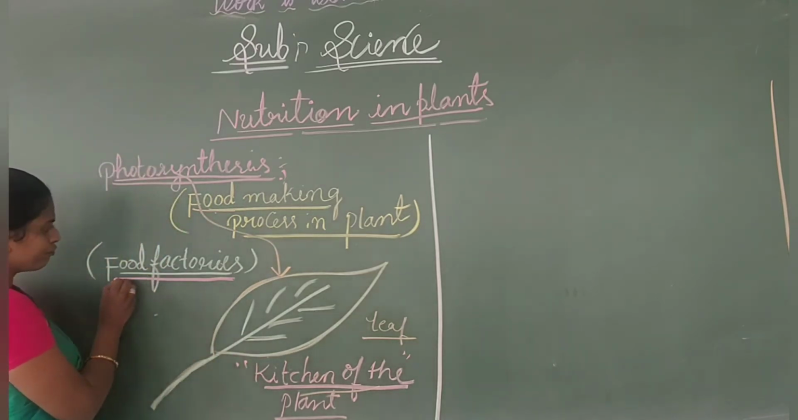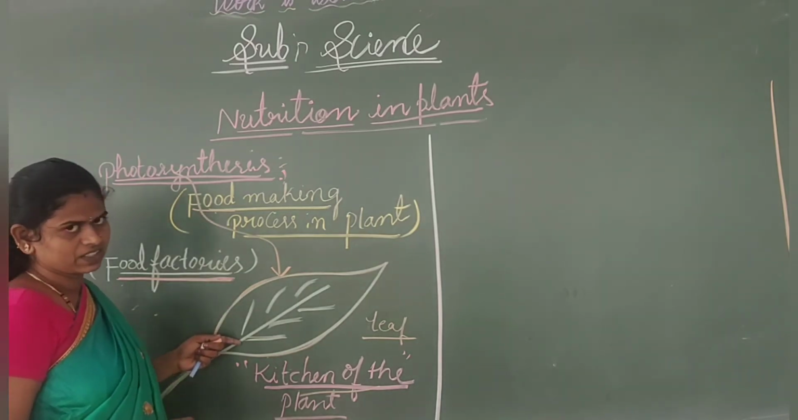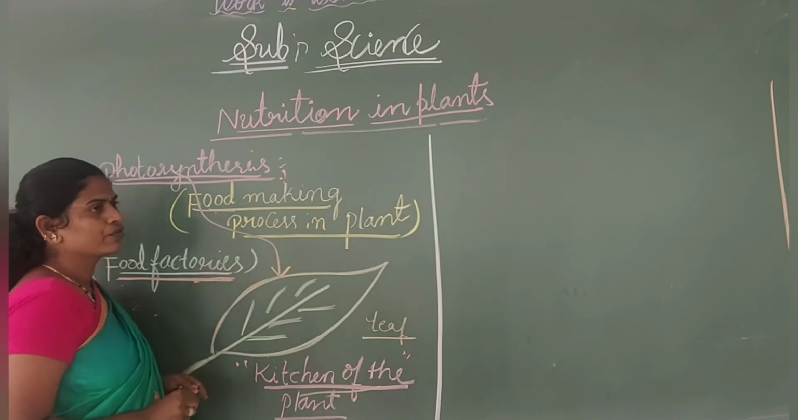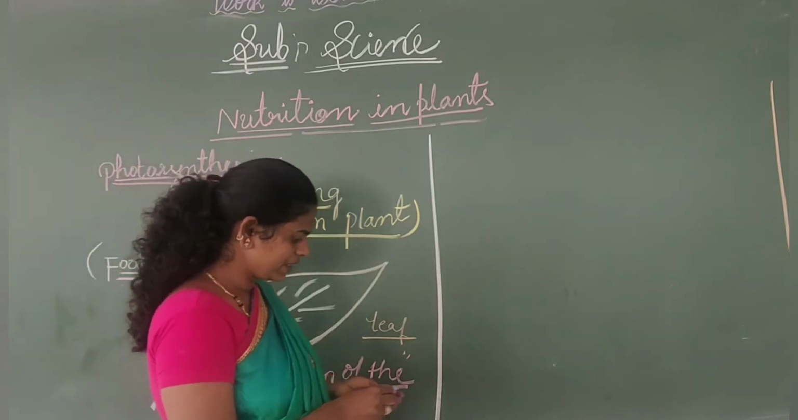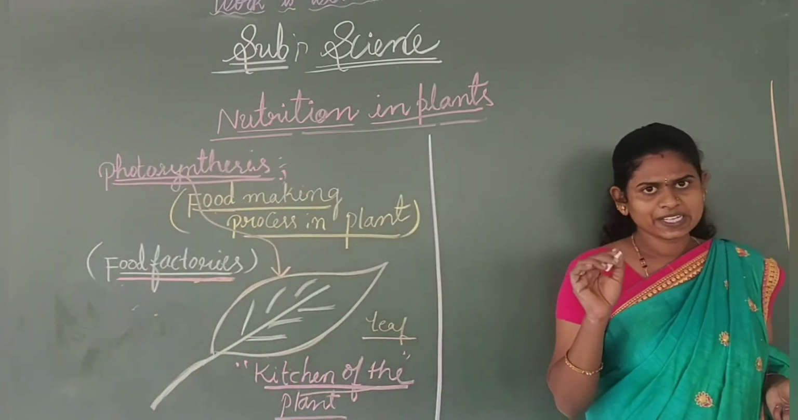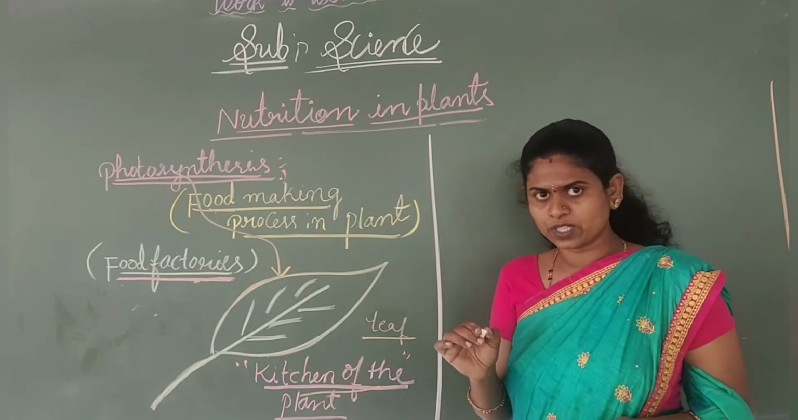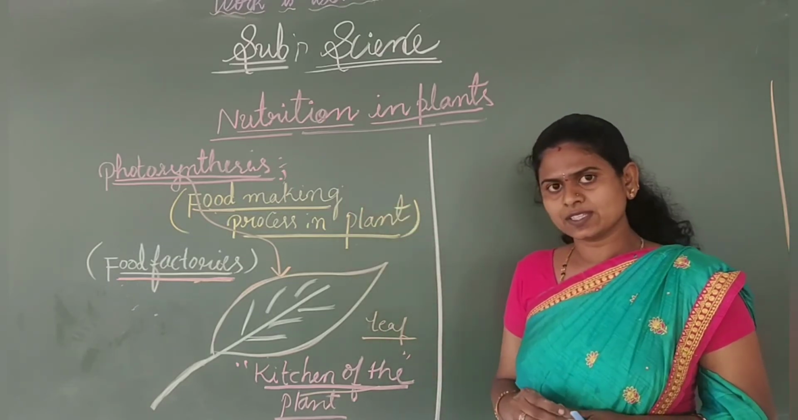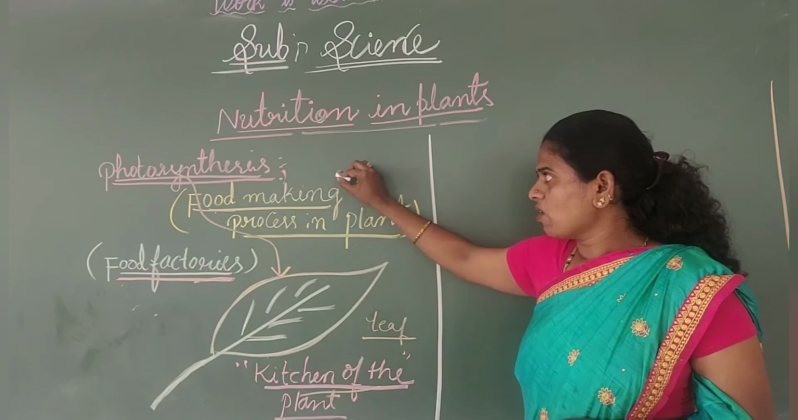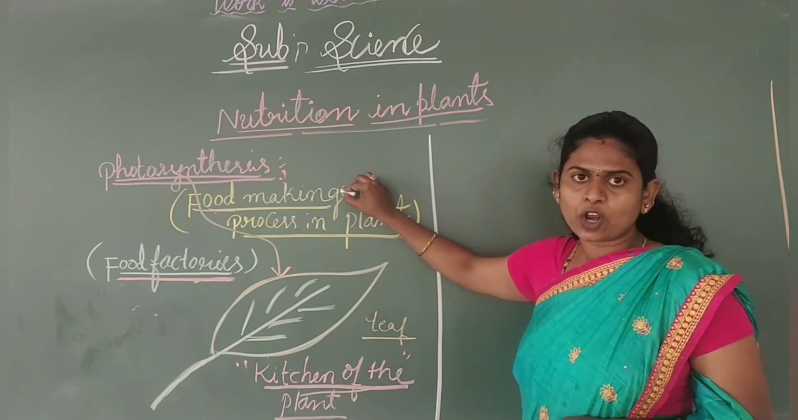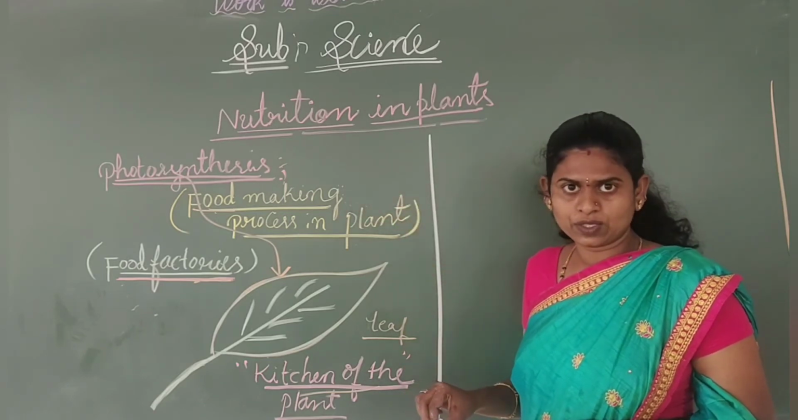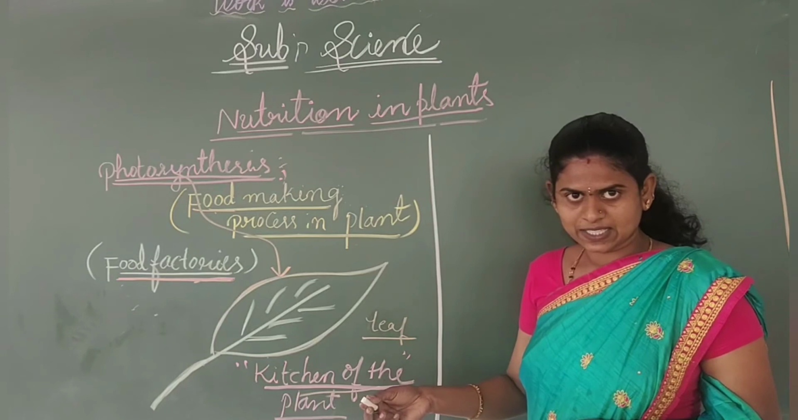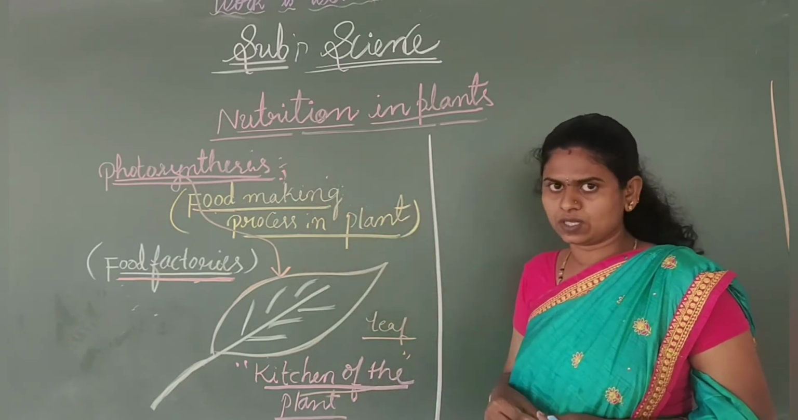And it is also called food factories. It is called a food factory. The food is synthesized in the leaves. That's why it is also called food factories. Okay, understood? Next we shall discuss the important materials required for the photosynthesis process. So what is the definition of photosynthesis? It is a process of making food by using carbon dioxide, sunlight, air, water and chlorophyll. And the food is synthesized. This process is called photosynthesis.